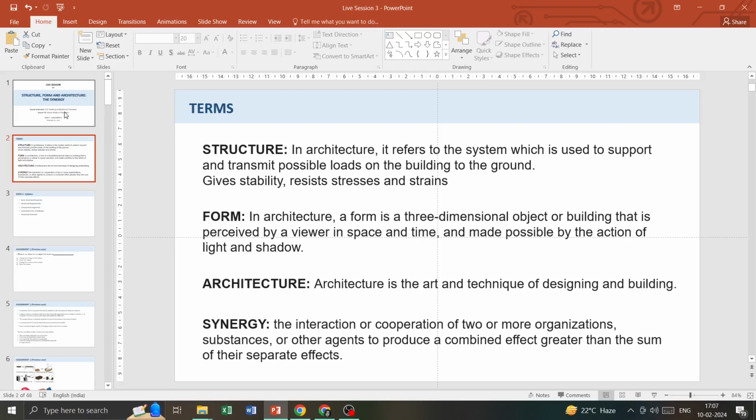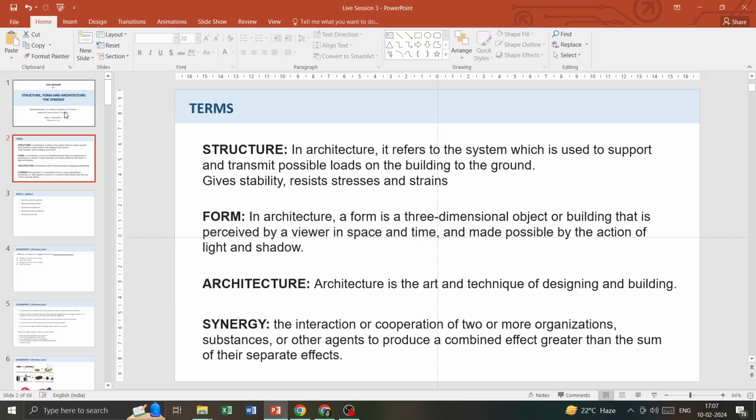Form, in architecture, again, also has a lot of meanings. In general, form means the shape, or you can say the 3D object. But in terms of architecture, a form is a 3D object or building that is perceived by a viewer in space and time and made possible by the action of light and shadow. And architecture is the art and technique of designing and building.